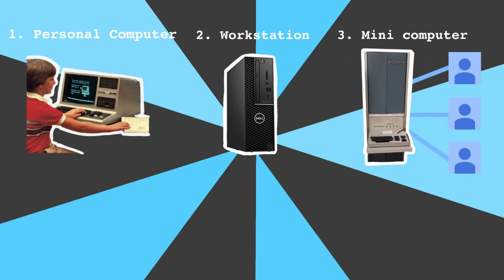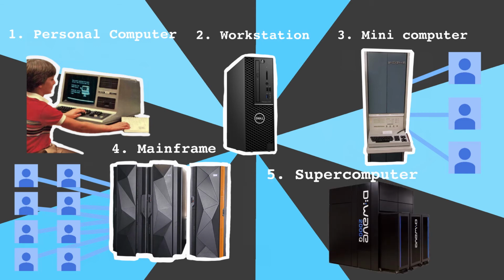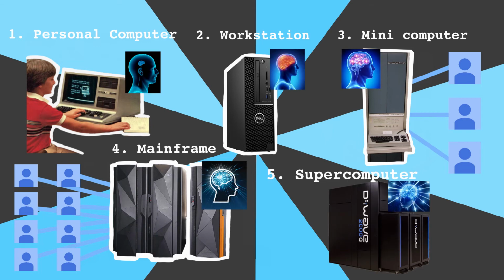Mini computer. It is a multi-user computer system capable of supporting hundreds of users simultaneously. Next, we have a mainframe. It is a multi-user computer system capable of supporting hundreds of users simultaneously. Software technology is different from mini computer. Next, we have the supercomputer. It is an extremely fast computer.